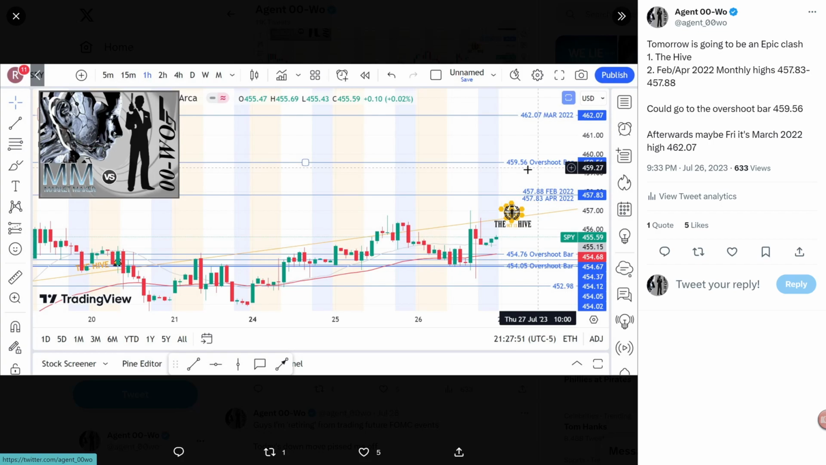Okay? So it could go to the overshoot bar, 459.56. Actually, that's exactly where it went to on Thursday. When I sent this tweet out on Wednesday, we woke up Thursday morning, and that's exactly where it went to. It went to 459.56, and then it dumped.